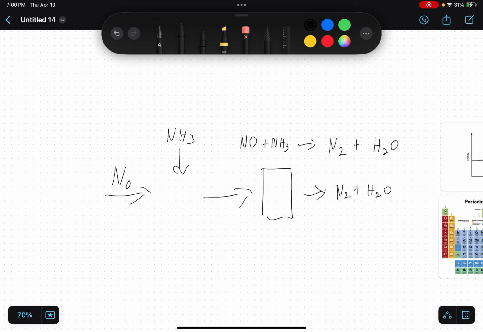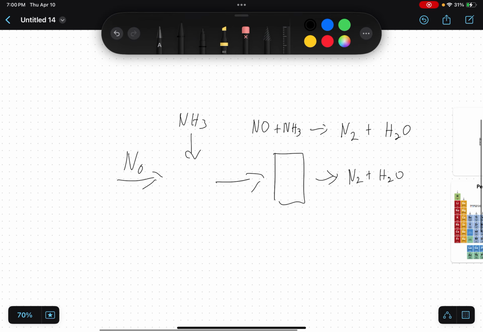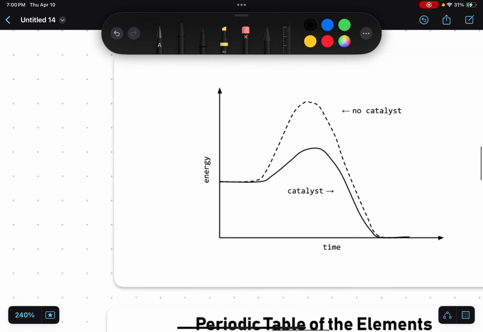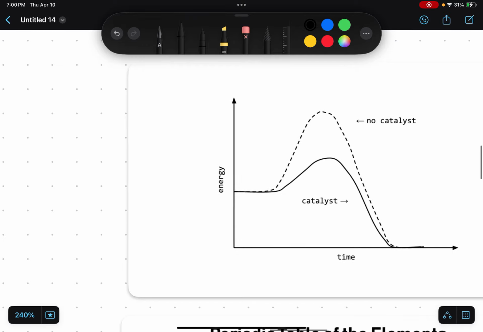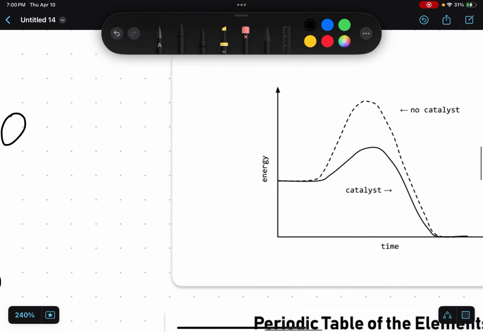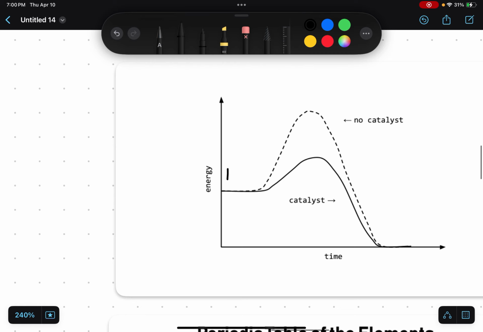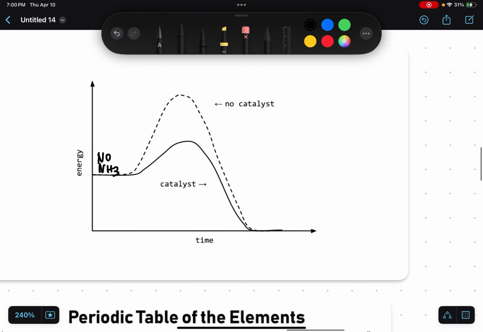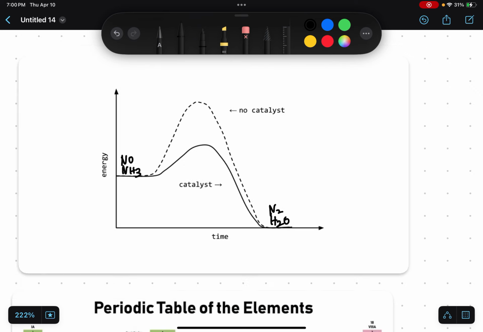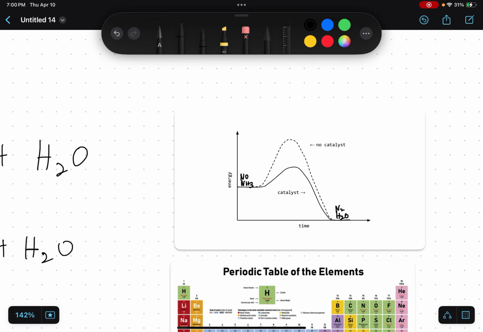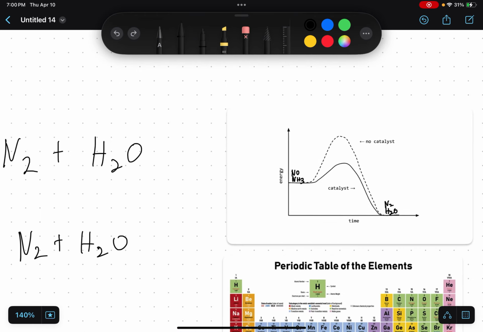How? Okay, first of all, you have to overcome the activation energy. So what do you have? You have NO and NH3 on the left, and on the right, you have N2 and H2O. We don't know yet whether this is above that or if that's below that, but we'll do the math and we'll prove it.